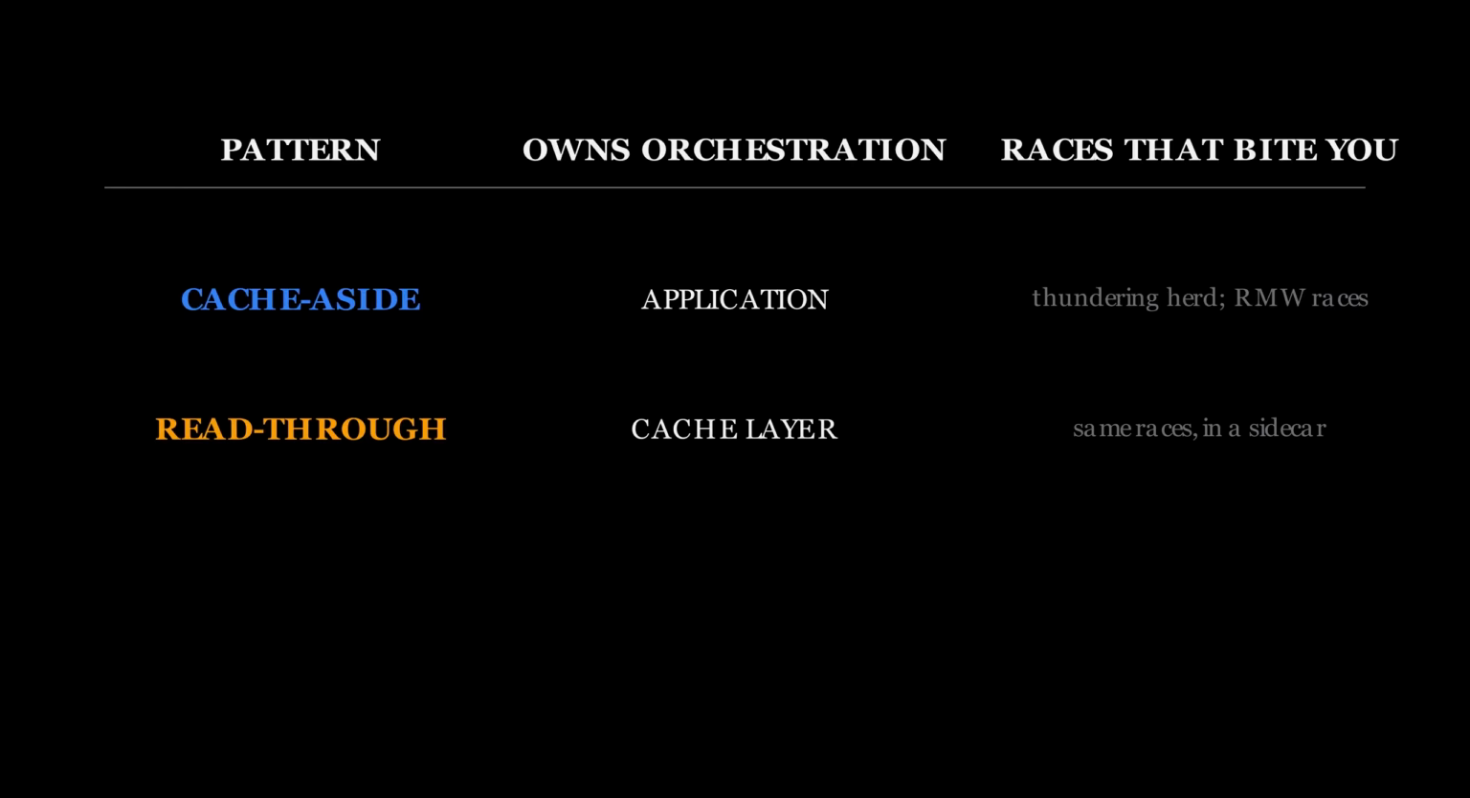Cache aside. Application owns the miss handler, the populate, and the invalidation. Bites you with thundering herd on miss and read modify write races on update on write. Read through. Cache layer owns miss handling. Application is simpler, but you've moved the orchestration into the cache layer, you haven't deleted it. Same races, different place to fix them.